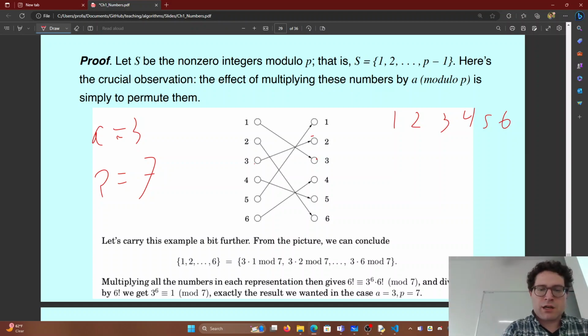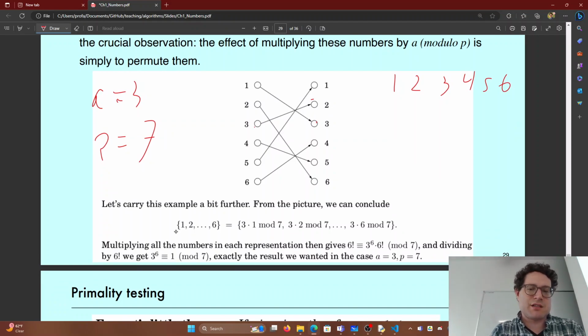So, in other words, we can rewrite each of the numbers 1, 2, 3, 4, 5, 6 as 3 times 1 mod 7, 3 times 2 mod 7, 3 times 3 mod 7. They're going to be equal to each other. That's the same set. They're not appearing in the same order, obviously, because 3 is over here, and then 6 is over here, but it's the same set. That's what we care about.